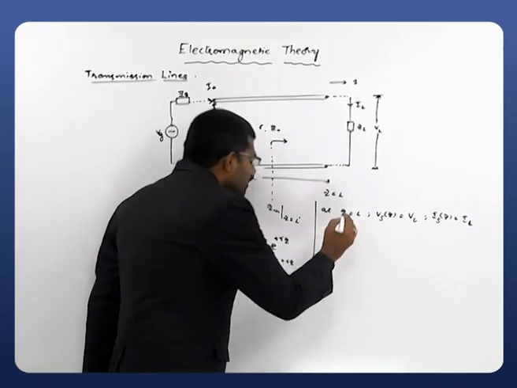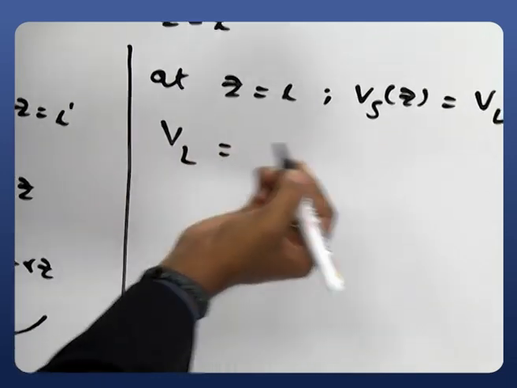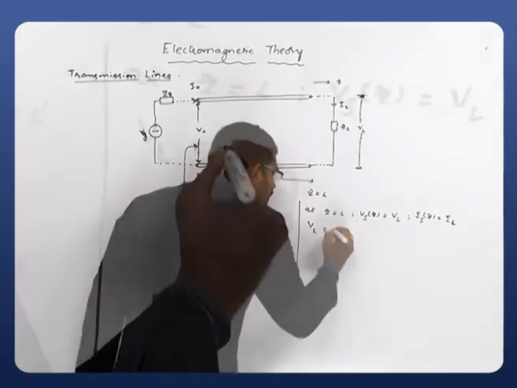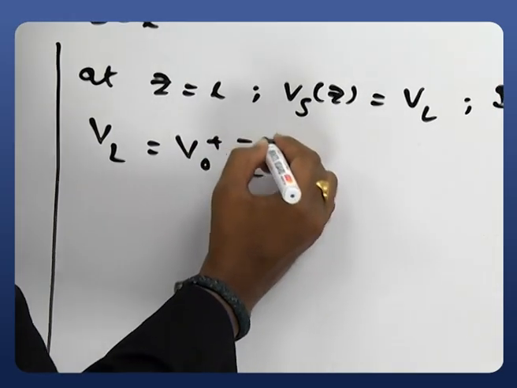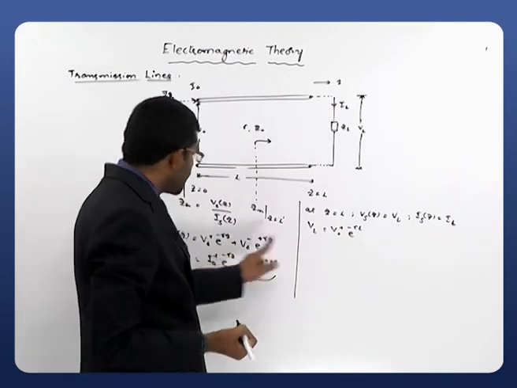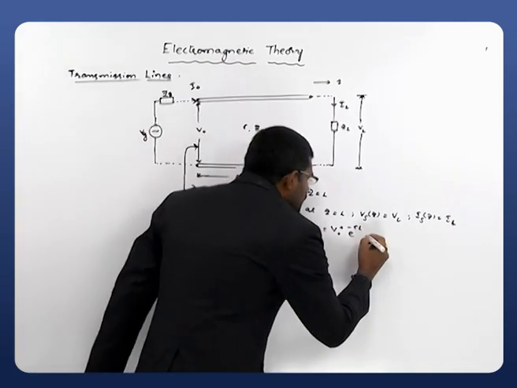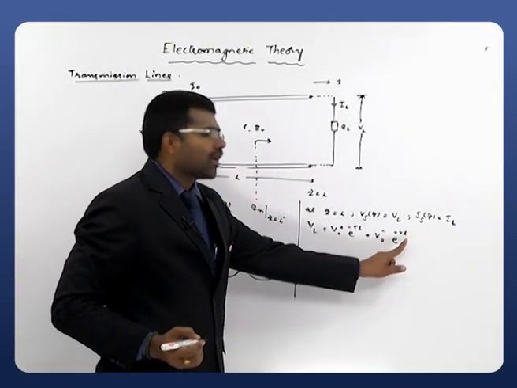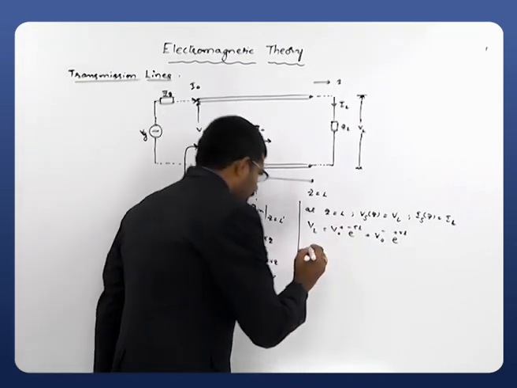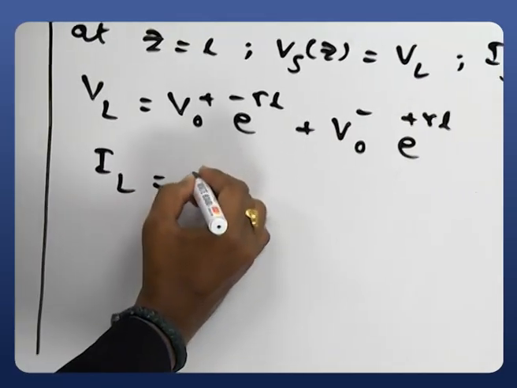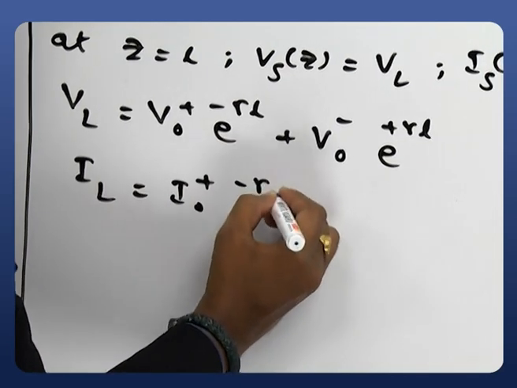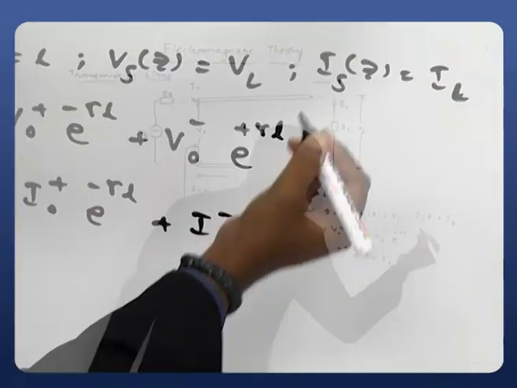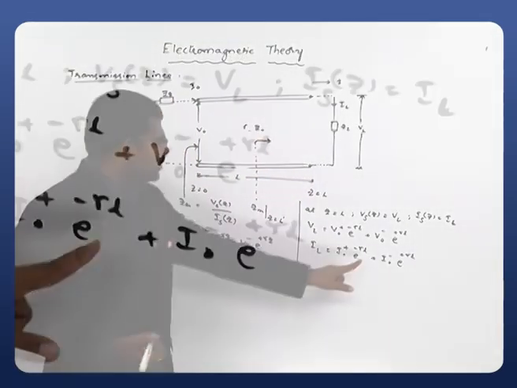Just observe, instead of Vs(z), I will write VL, which is equal to V0+, as it is, that is the magnitude of the forward traveling voltage, V0+ e^(-γL), right? Instead of z, I wrote L, plus V0- e^(+γL), that is what I wrote. This is one of the equations that we have. Similarly, IL is equal to I0+ e^(-γL) + I0- e^(+γL). I just modified these two equations like this.